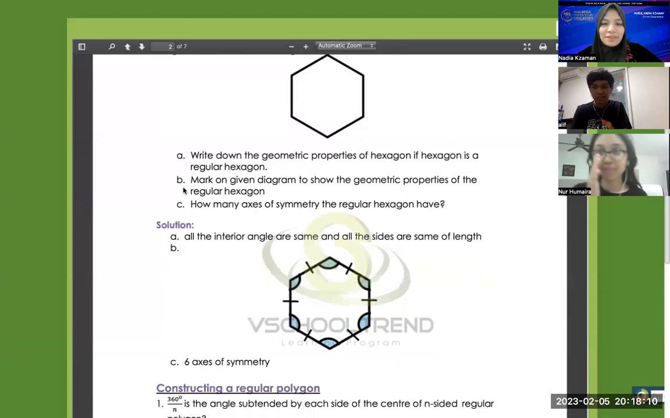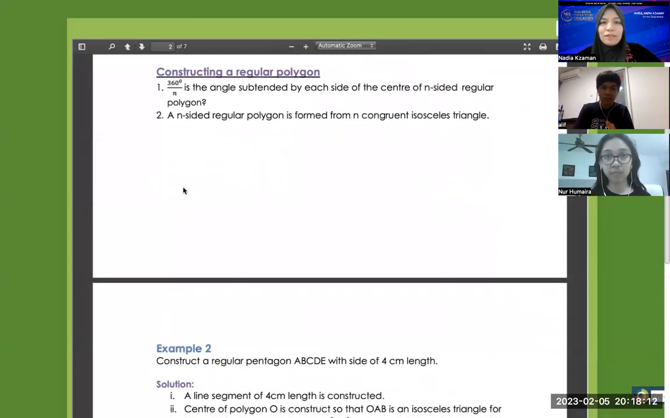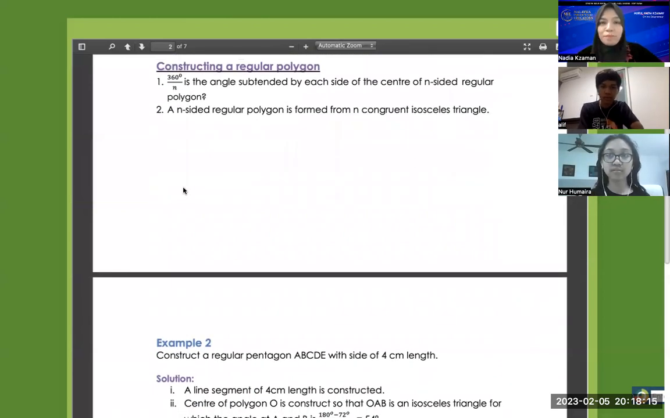Okay. So let's go to the construction of a regular polygon. A polygon can have 3 sides, 4, 5, or more than that. What you need to understand is the angle. For a regular polygon, 360 divided by n, where n is the number of sides, is the angle subtended by each side at the center of an n-sided regular polygon.